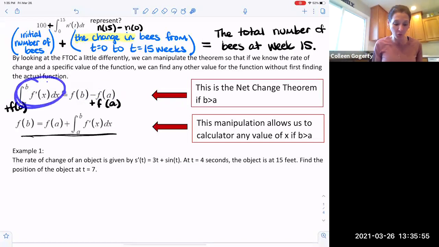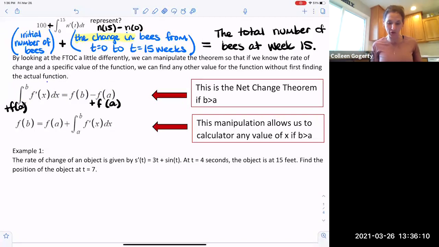So if I know the rate at which something is changing, and I know maybe the initial amount, it doesn't have to be the initial amount, then I can find some future value. Okay, so let's break this down right now and we'll take a closer look at it.